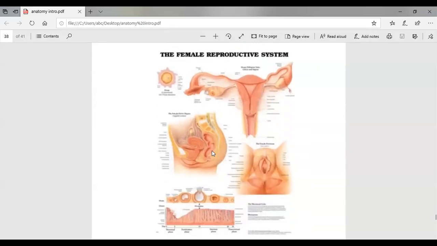The last system to be discussed is the female reproductive system. The female and male reproductive systems are completely different, because what is the function of the female reproductive system?